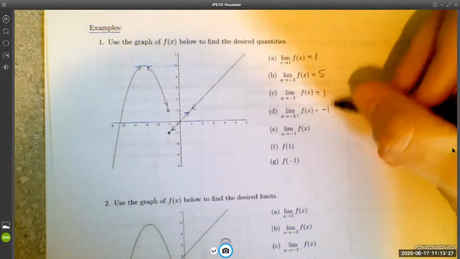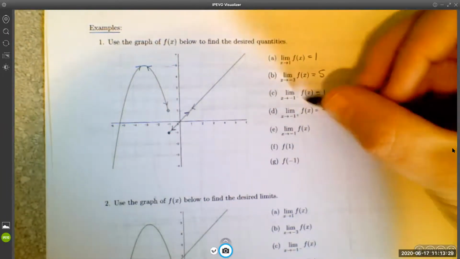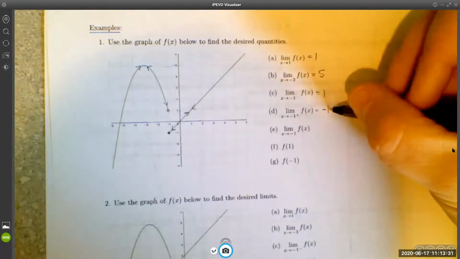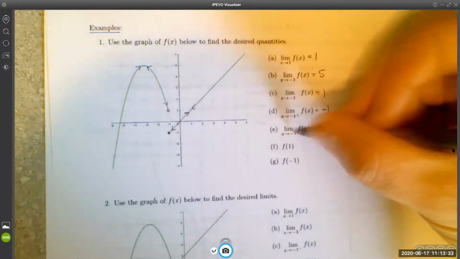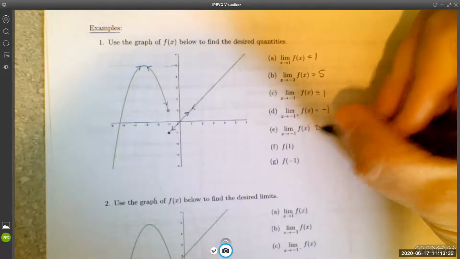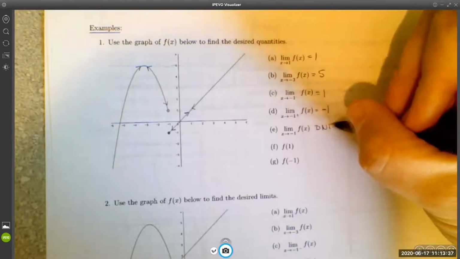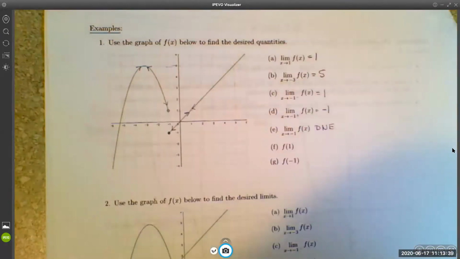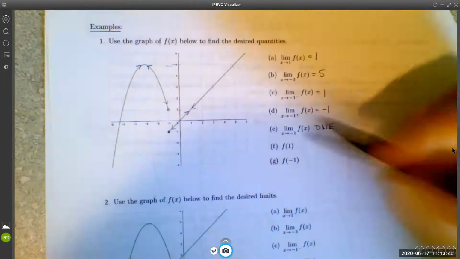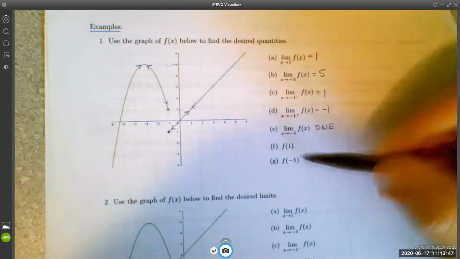And since you're approaching two different values from the left and from the right, that means that the limit as x approaches -1 does not exist. I'm just going to use DNE for does not exist. Okay. Now notice how that corresponds to the function values.